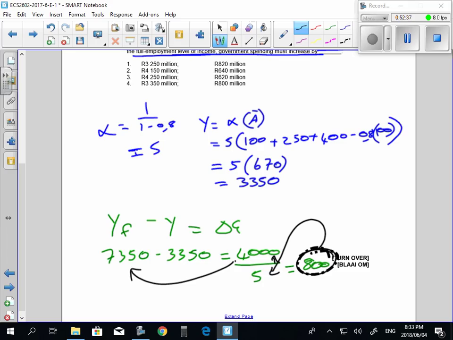All right. Always the same method in these calculations. Solve for your current, subtract it from your full employment, divide it by your multiplier, and that's your answer for the change. All right. Makes sense.